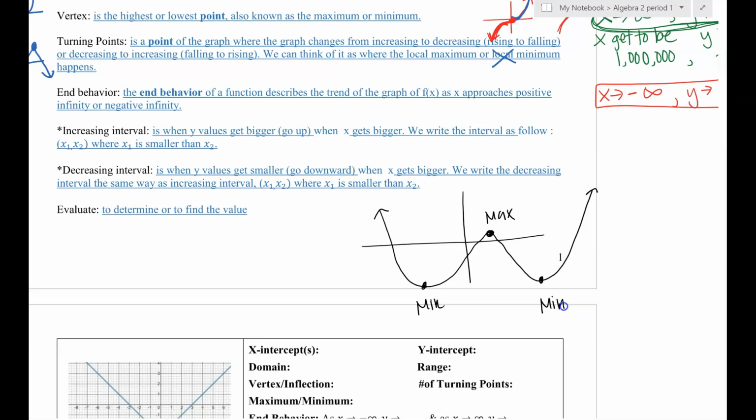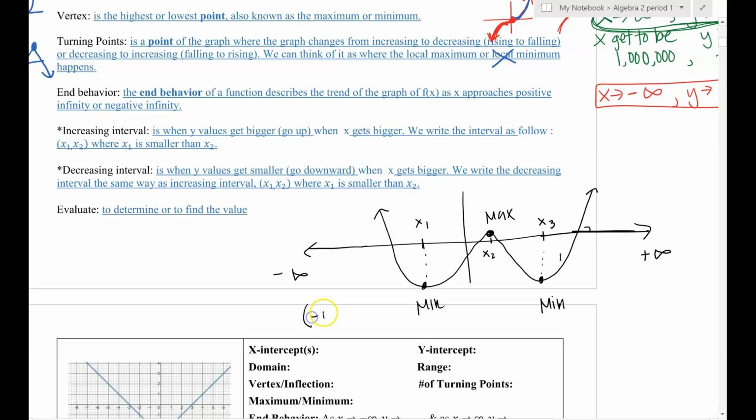Let's call this first x right here, x1. This second x right here, x2. And this point right here, let's call it x number 3, because we don't have an exact value since I just made a sketch. Well, it says increasing interval, it's when y values get bigger and bigger, they go up. Okay, well over here, we don't know what this is, so let's call it negative infinity, and over here somewhere, positive infinity. So currently, there are 4 intervals.